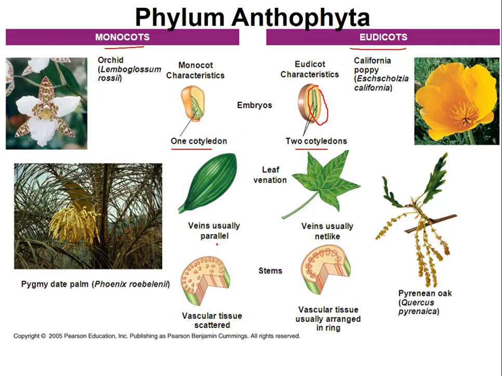You can see also the difference in leaf venation, where monocots have parallel veins and eudicots have net-like veins. And you can see also the arrangement of the vascular tissue is different between monocot and eudicot in the stem cross section, where the vascular tissue in the monocot stem is scattered and the vascular tissue in the eudicot stem is arranged in a ring.